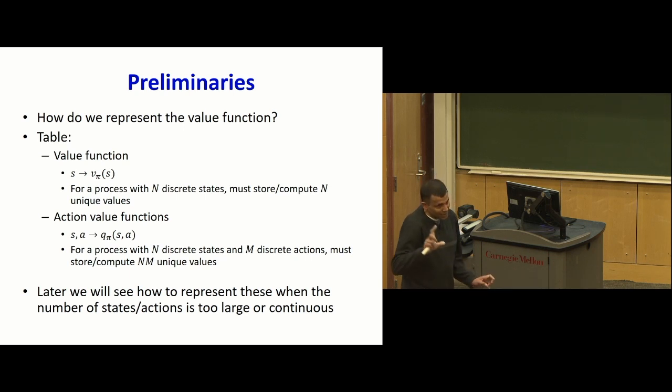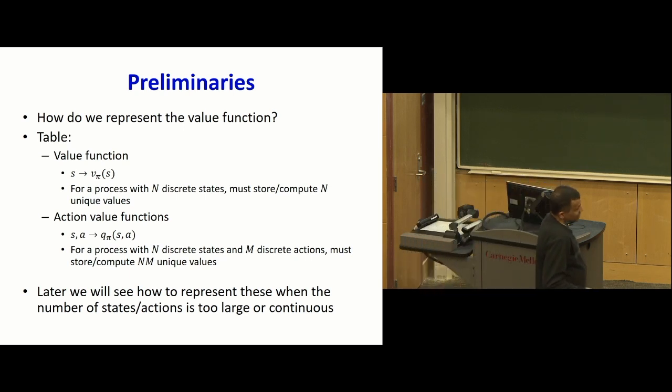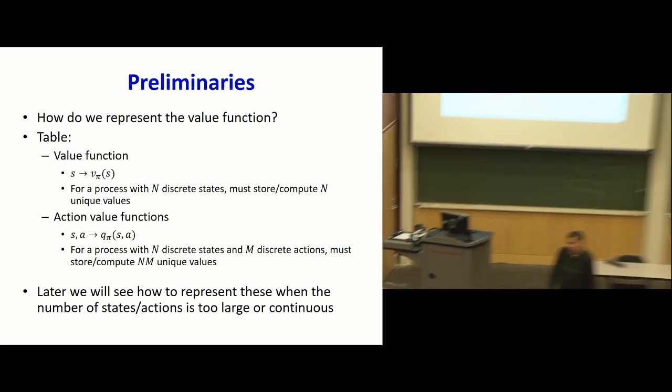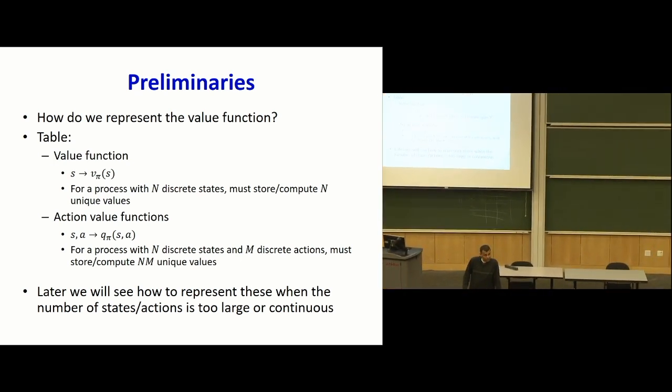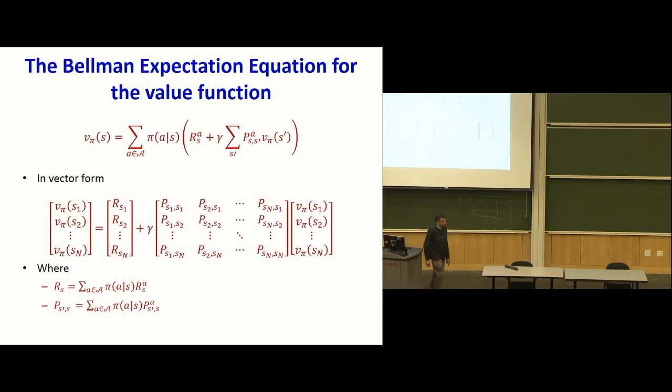But then the point is that if I have n states and m actions, I'm going to have to store a table of n state values, if I'm only storing state values, and n times m state action values, if I'm storing state action values, right? Now, the Bellman expectation equation, we've seen this. Suppose you're in any state, S.